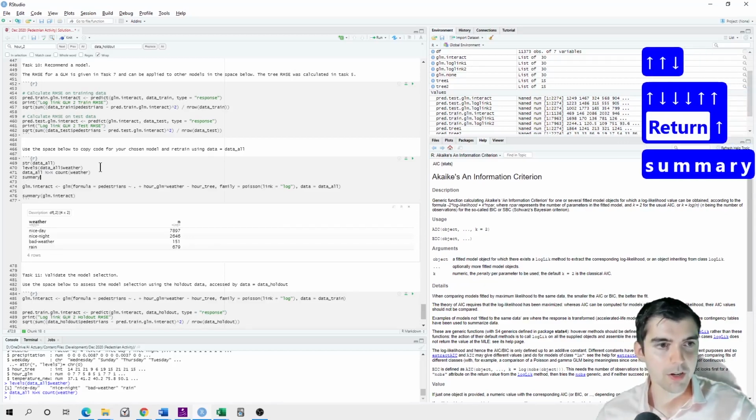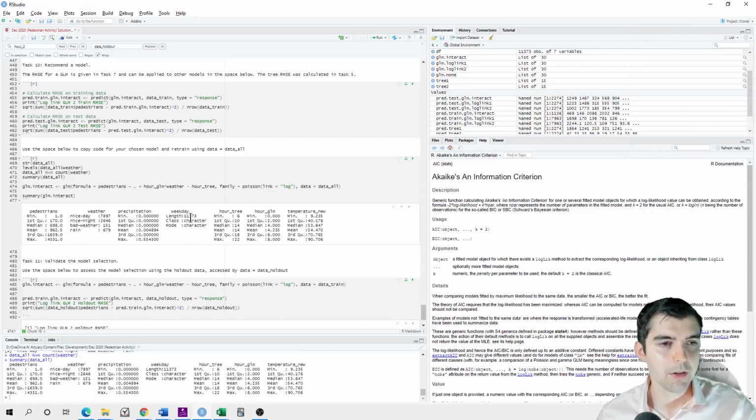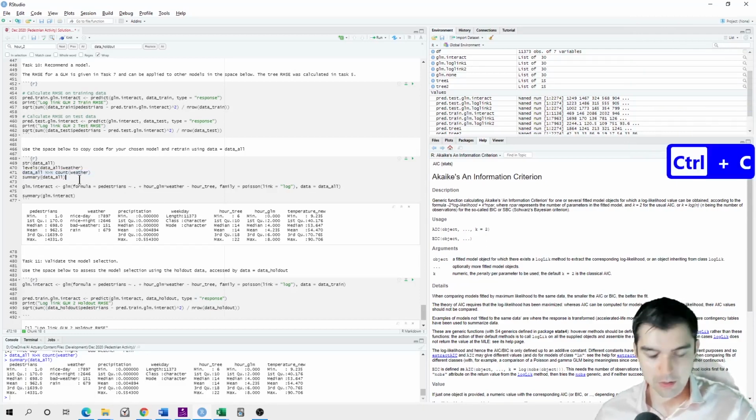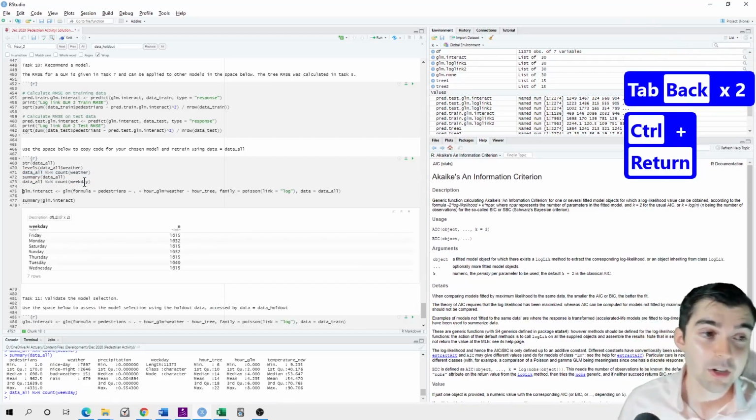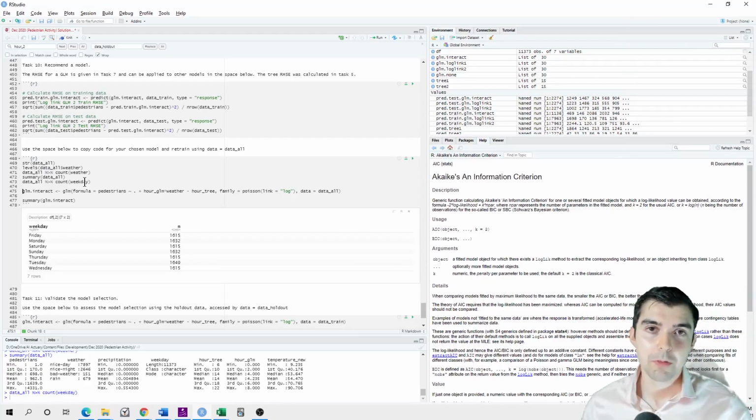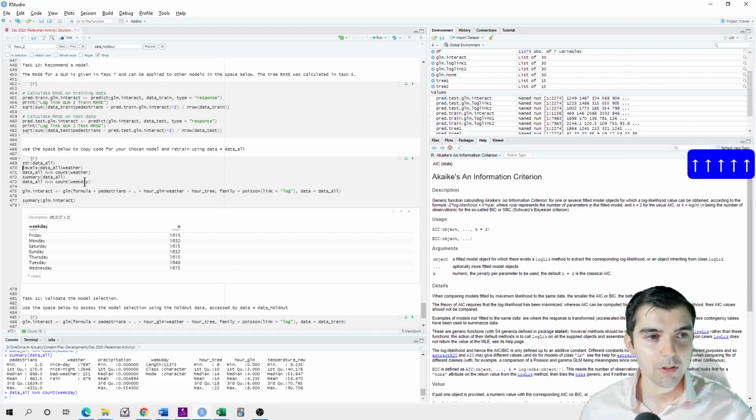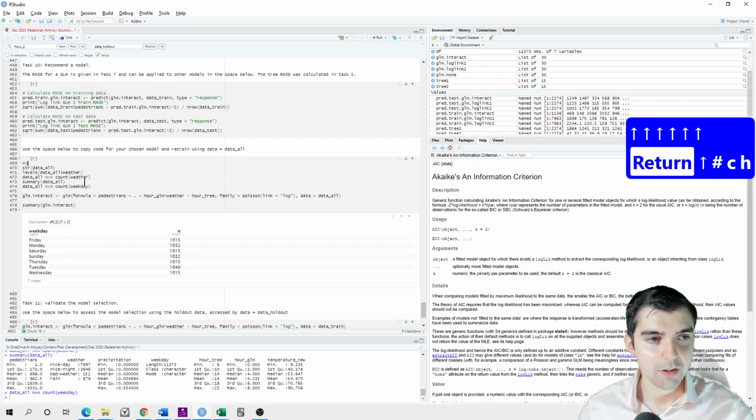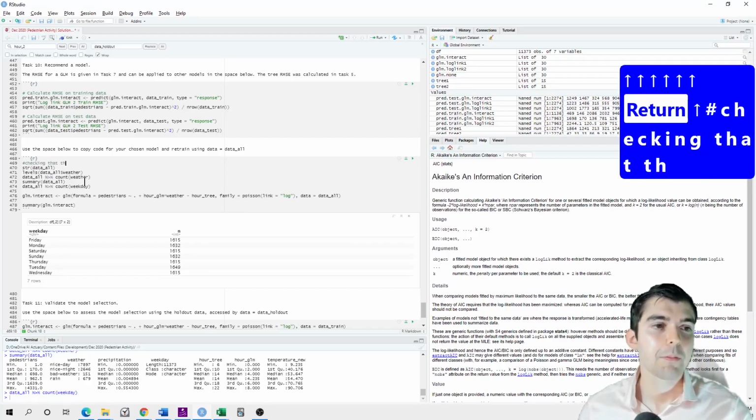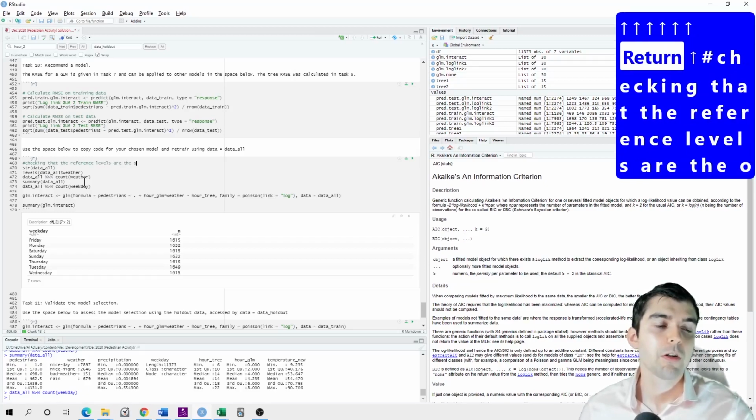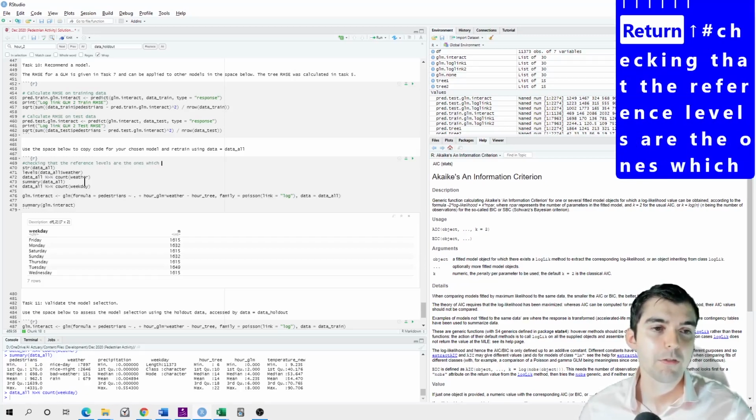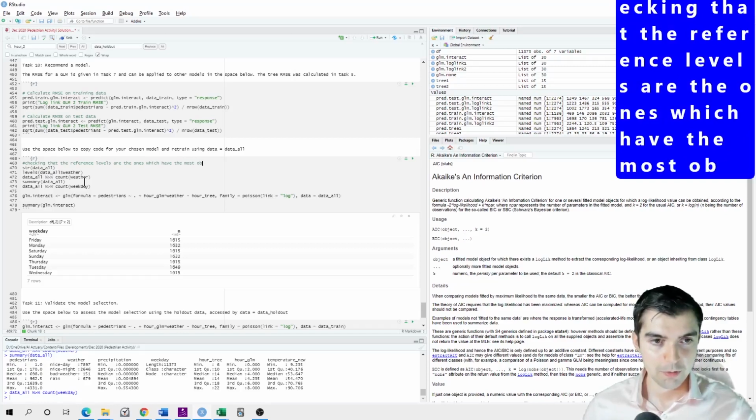So that is the right reference class. Then just to double check, then we have weekday. Weekday is being read as a character. So if I look at weekday, I'll see that these basically have the same number of records in each. And so it doesn't really matter what the base or reference level is. So I would just add a comment here that says, checking that the reference levels are the ones which have the most observations.